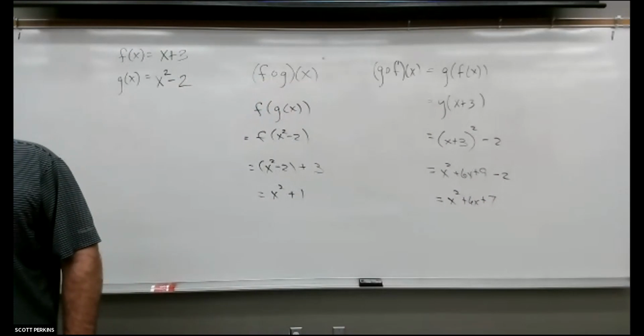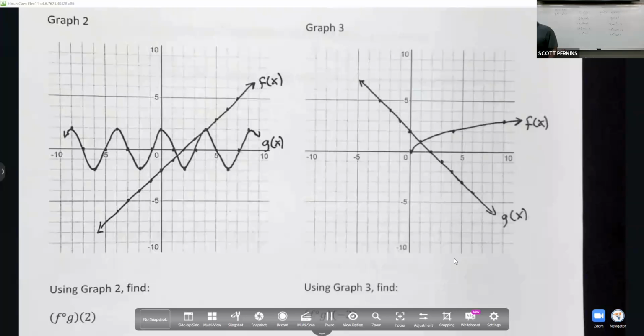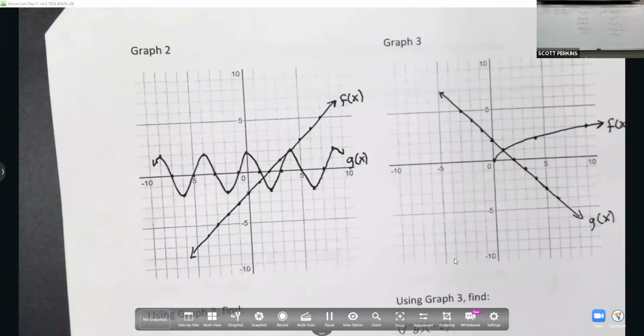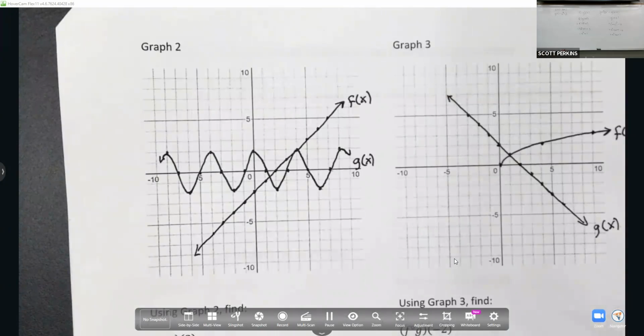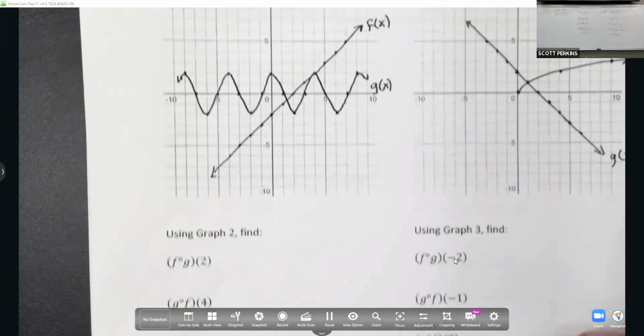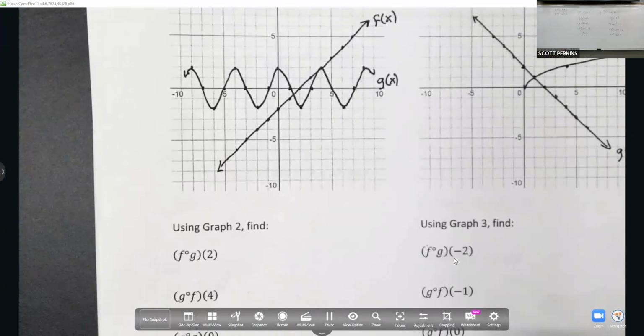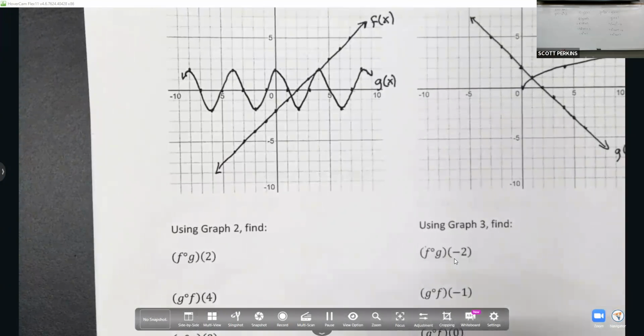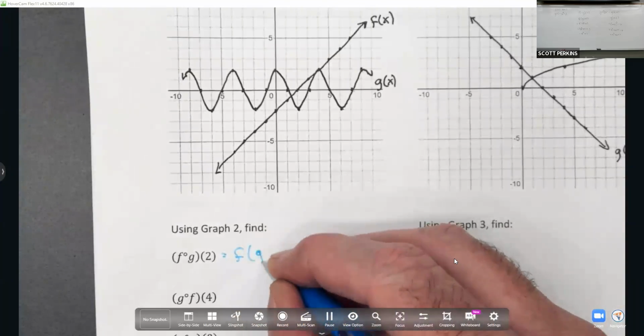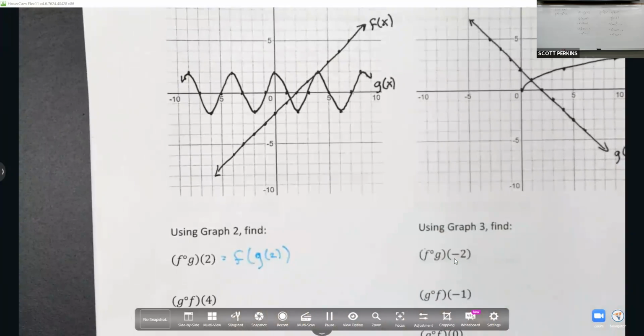All right, we are going to finish up by going to the last page. We are going to do the same sort of thing we started off with our composition. The only difference now is in the last 10 minutes or so that we have, we're just going to be reading the values from the graphs instead of being given functions. So for instance, I'm going to look at graph 2, which you can see right there. And using graph 2, we're going to do this one together, f composed with g of 2. All right, so again, same first step. I'm going to do f composed with g of 2. So the f comes first, it's on the outside.